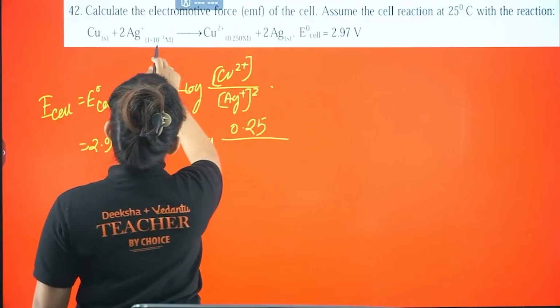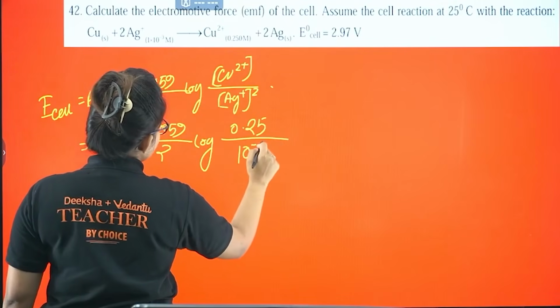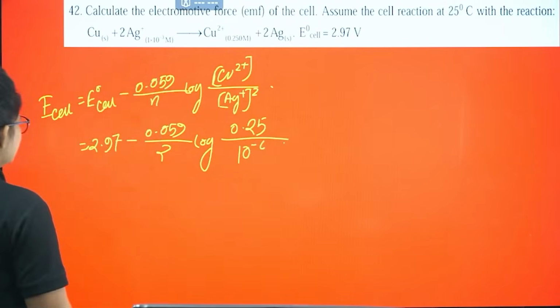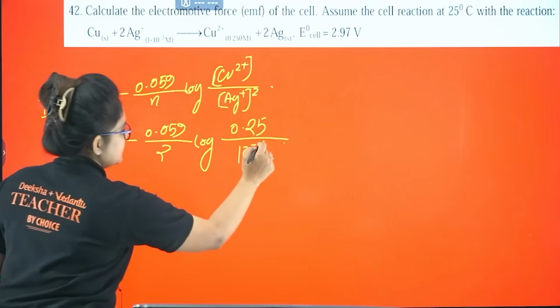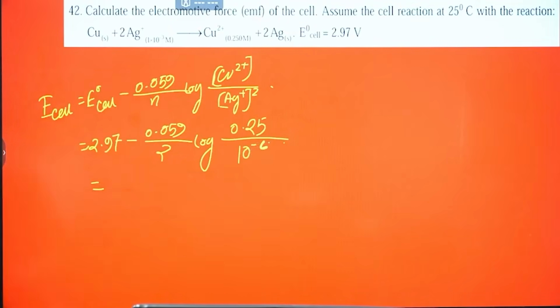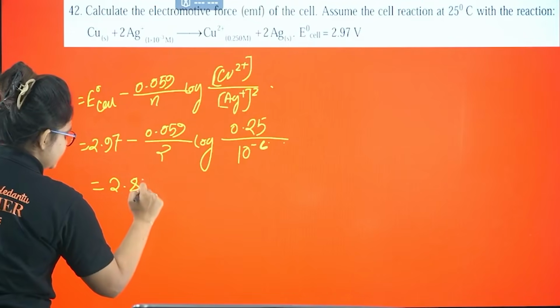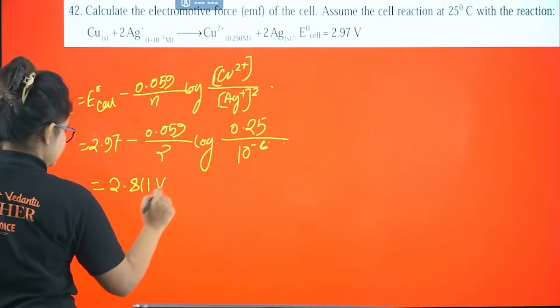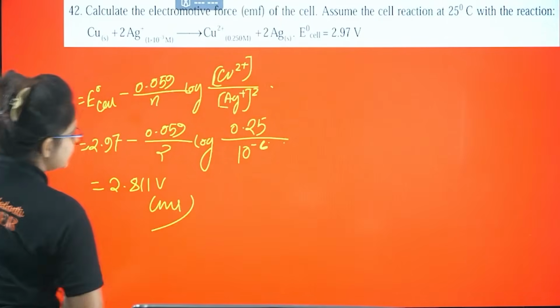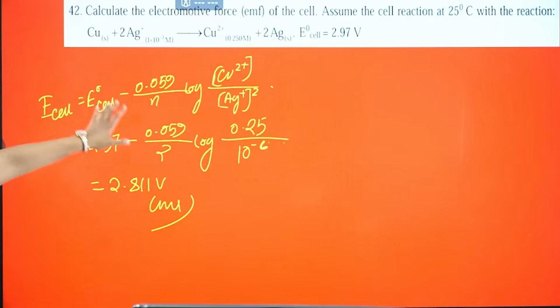0.25 divided by 10 power minus 3 whole square, means 10 power minus 6. If you just calculate this, I'm not going into the detailed calculation of it. I'm just directly telling you the answer. You can calculate the log nicely. So 2.811 is going to be the answer. Okay, I guess this is clear. Simple Nernst equation application. Okay, let's proceed.